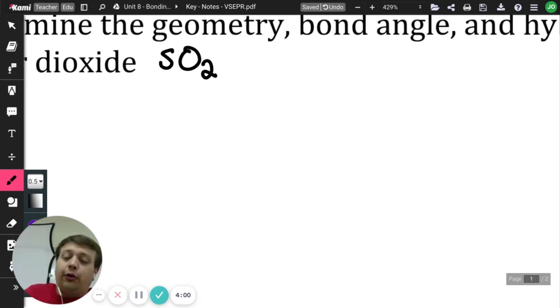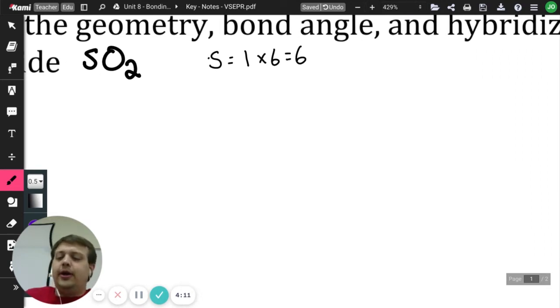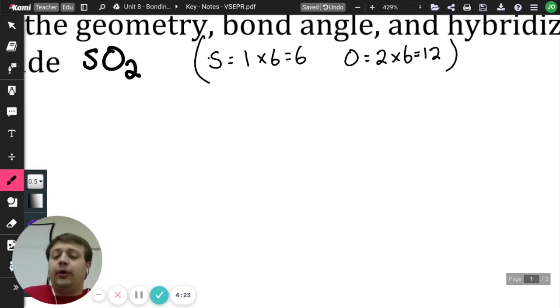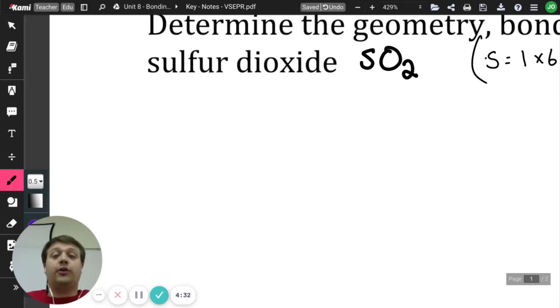We know that for sulfur, there's one of them, and we know that it has 6 valence electrons. So we've got a total of 6 right there. And then we've got oxygen. There are 2 of them times its 6 valence electrons. So there are 12 right there. So in the grand total, we have 6 plus 12. We have a total of 18 valence electrons. So let's come back over here and let's actually draw the shape.